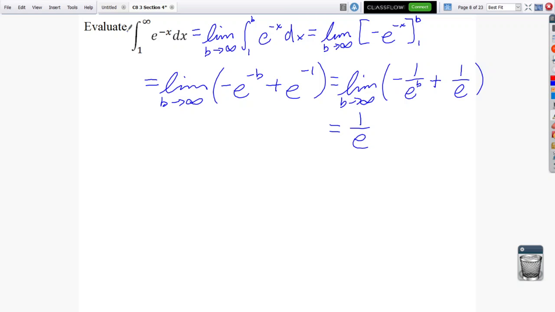Since the directions do not say, does this function converge or diverge, I don't have to say it converges to 1 over e. Me saying that the integral from 1 to infinity of e to the -x dx is equal to 1 over e implies that the integral converges. So this one, it's all about reading the question.